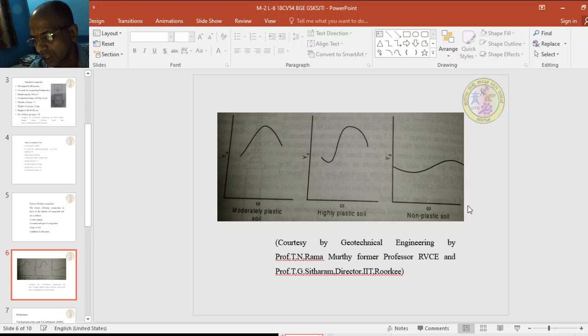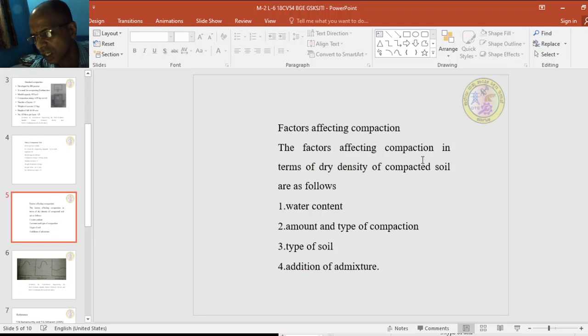So, water content. As we see, when we start adding water, density increases up to the optima. Beyond the optima, density gets reduced, because instead of replacing the air by water, the water is replacing the soil, where soil is of higher density than water. Water is of higher density than air, so air is lower density. When you replace the lower density air with water, density increases. But when you replace the higher density soil by lower density water, density decreases. So water will have a beneficial effect up to the optima. Beyond the optima, it will not have a beneficial effect. That is the first factor.